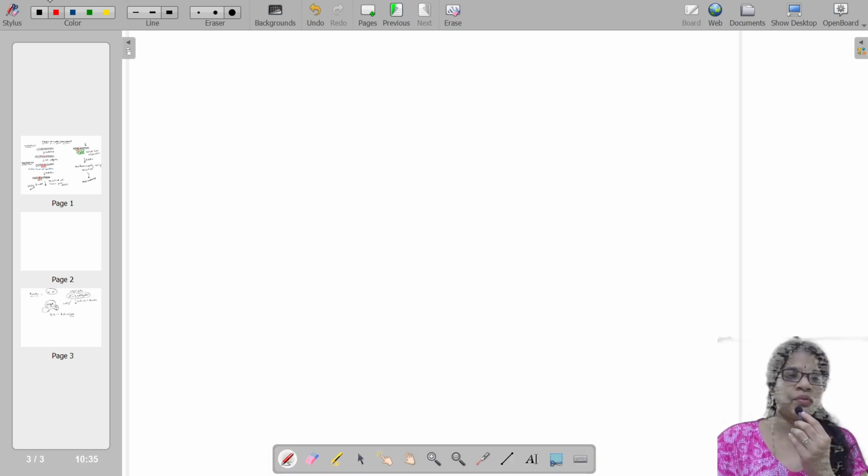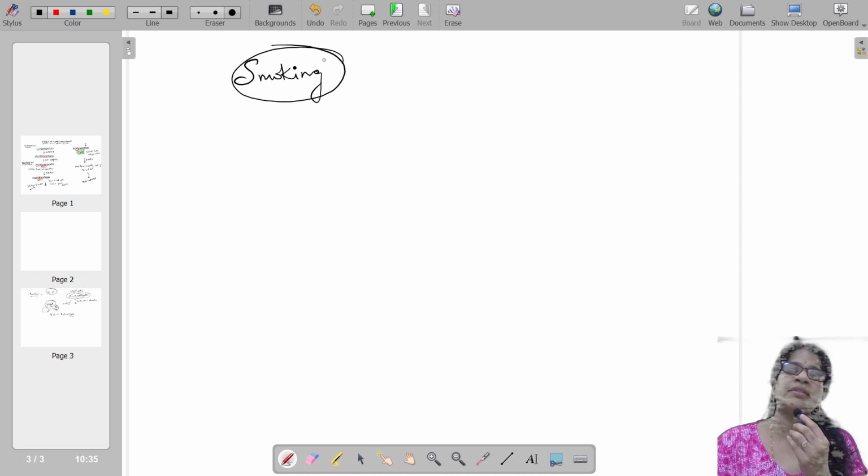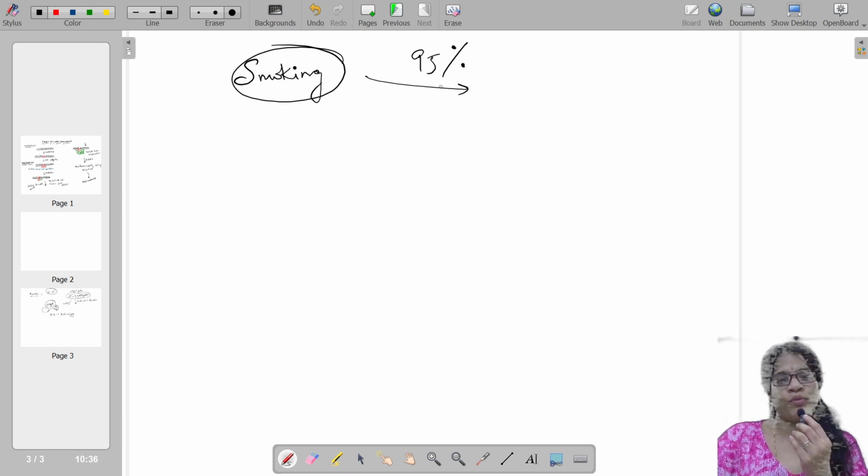So when I talk about why smoking is very dangerous, if you want to know about smoking, I am also attaching a direct link of cancer through smoking. 95% of cancers are coming through smoking. It's a direct effect you have due to cigarettes and all.